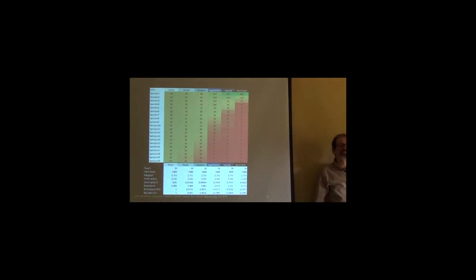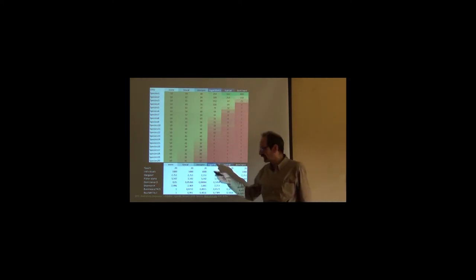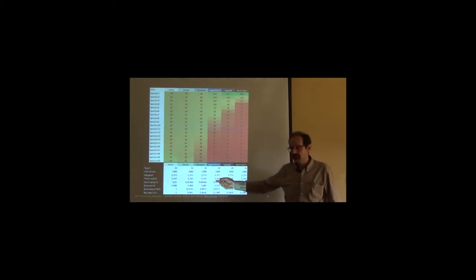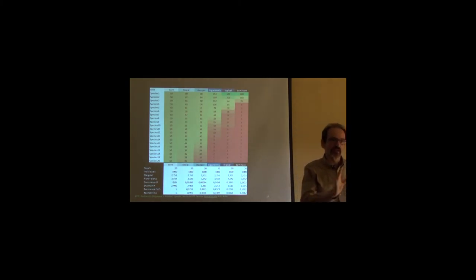Margalef doesn't take into account the structure. It's only the relationship between how many classes you have and how big the original chunk was. That's it. It doesn't take into account how you divided this. This is also common to the Menhinick index, which I didn't put here for the sake of space, and to Fisher's alpha. So they look at the relationship between size and classes, but not at the individual sizes.